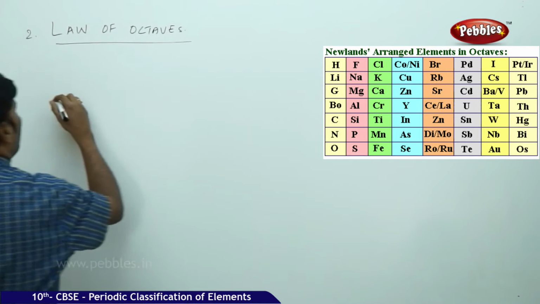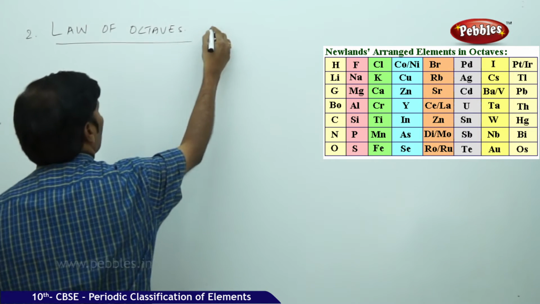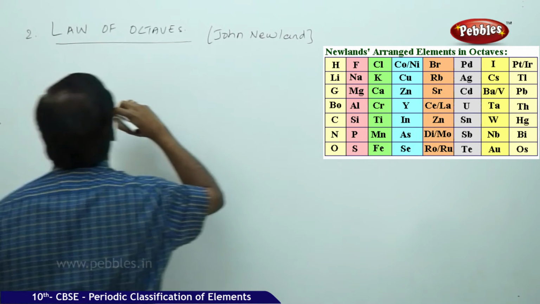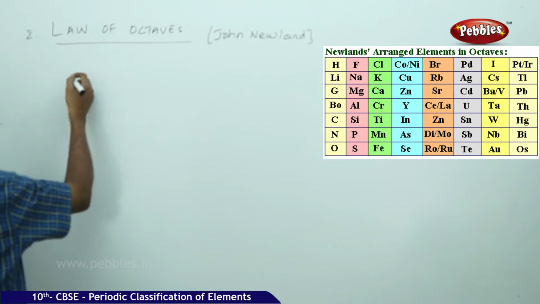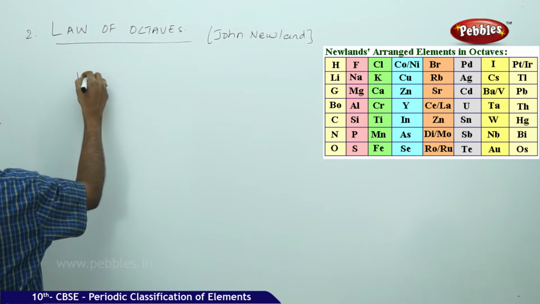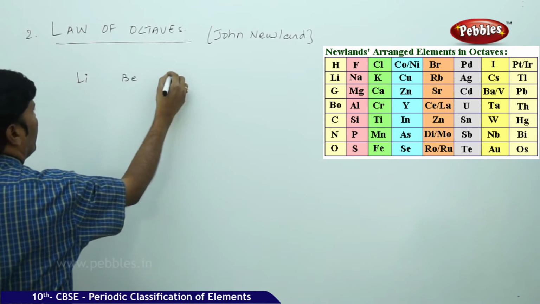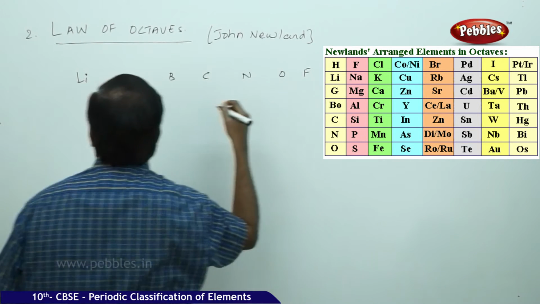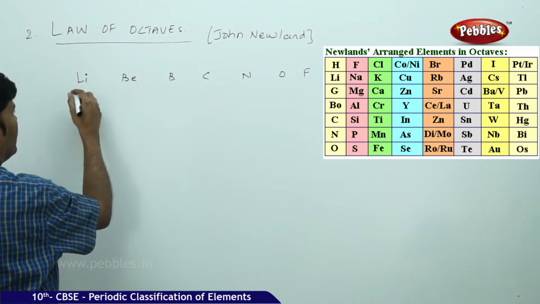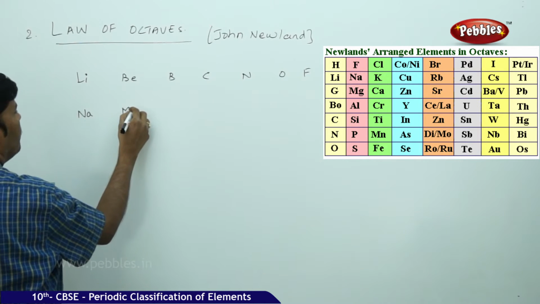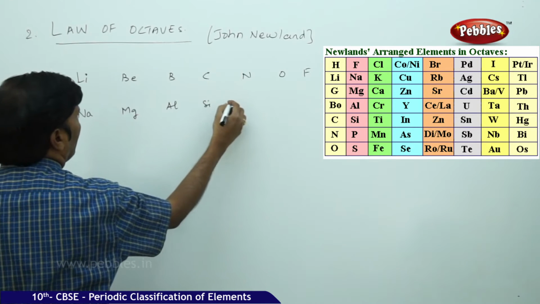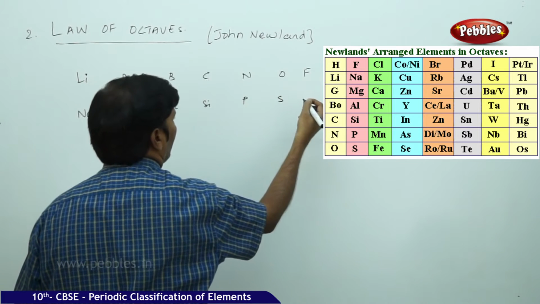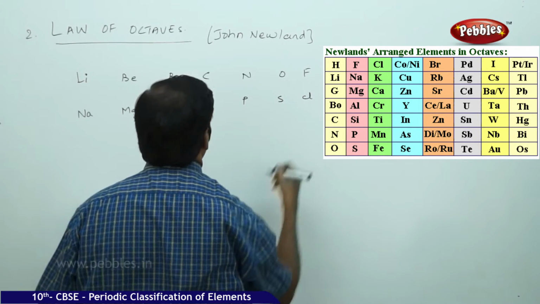octaves, as it was proposed by John Newlands. So if you take the set of elements, let's begin with lithium, beryllium, boron, carbon, nitrogen, oxygen, fluorine and neon. Similarly, sodium, magnesium, aluminium, silicon, phosphorus, sulfur, chlorine and argon.